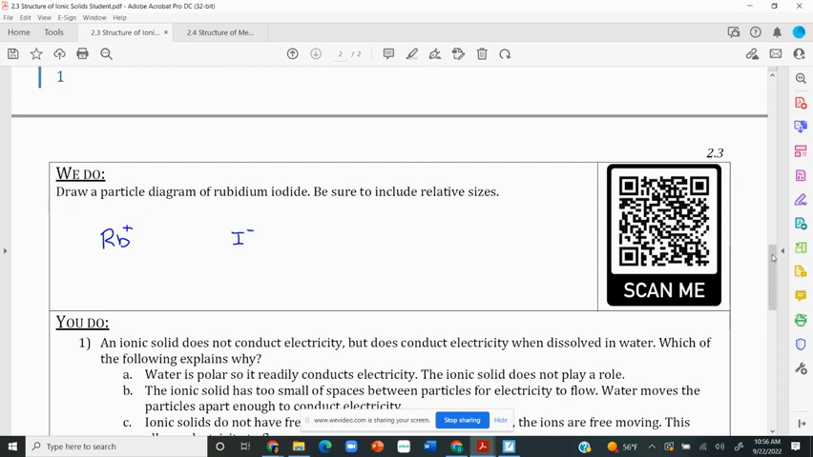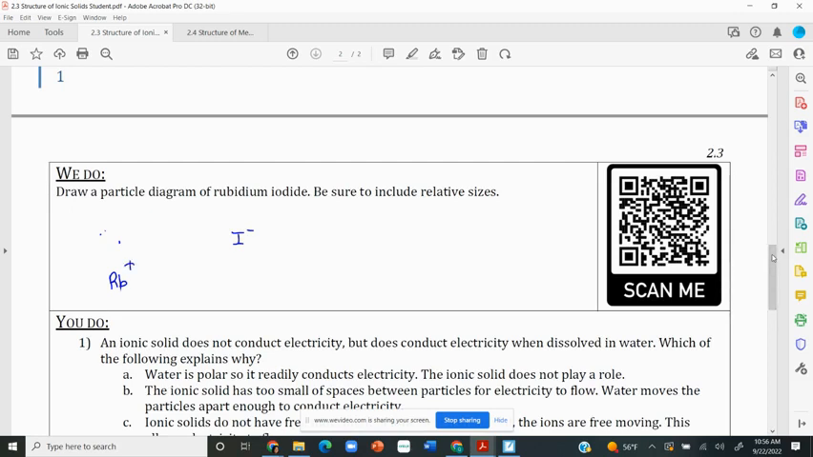So which one of these is going to be smaller? Rb, because it will have lost an electron. So it's going to have a higher effective nuclear charge. So compared to what our Rb would look like, the plus version is going to be smaller. So this is going to be Rb plus.